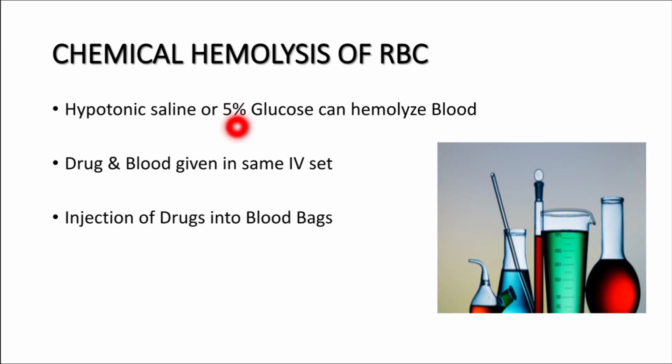The fourth cause of non-immune IHDR is chemical hemolysis. When will chemical hemolysis happen? Suppose you have injected hypotonic saline or 5% glucose along with the blood transfusion, then it can hemolyze the blood, right? So never give hypotonic saline or 5% glucose along with blood. Suppose in the IV set you are giving the blood as well as the drug, so the drug can hemolyze the blood.